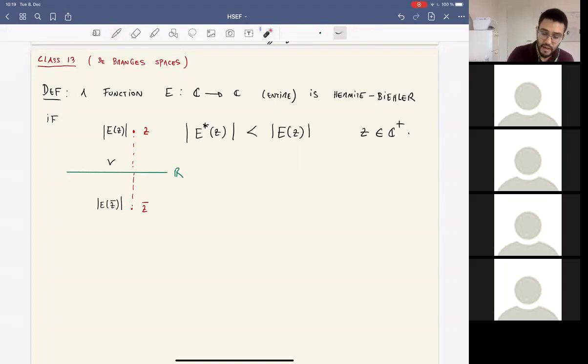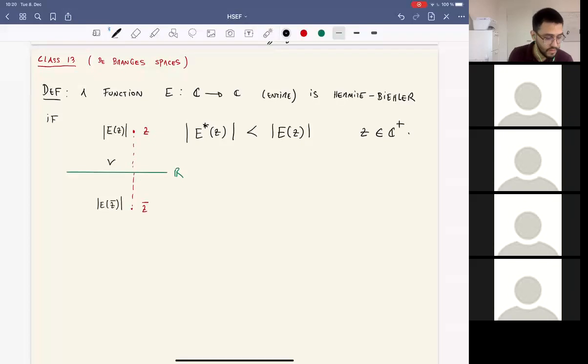Just a side comment, if you go into the literature, maybe you will see this with an equality. So maybe you see something like this, and then you further ask that E has no zeros in C+. If you just put the strict inequality like I did, then obviously E doesn't have any zeros in the upper half plane, because this will always be greater than zero. But just a comment, if you search for it, then you may see it with less or equal.